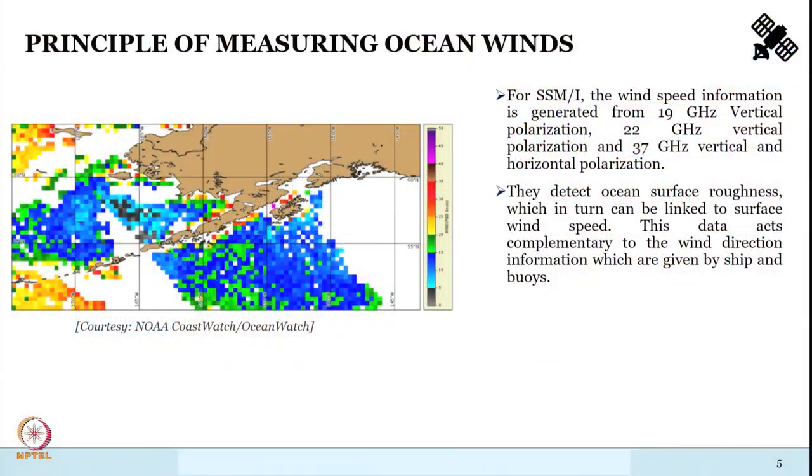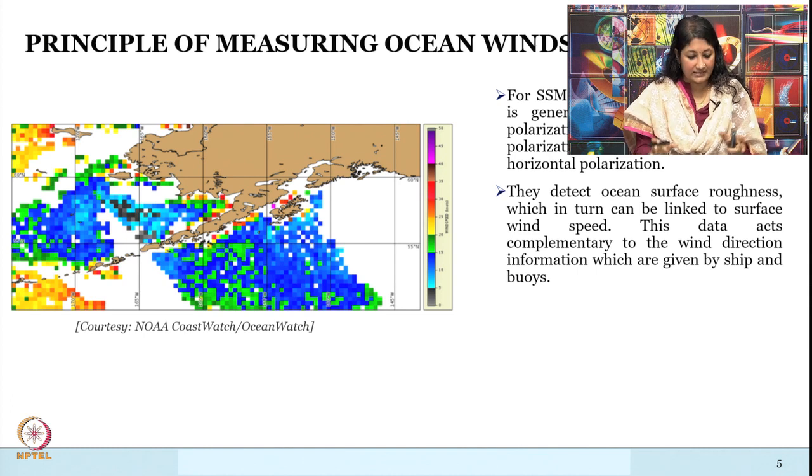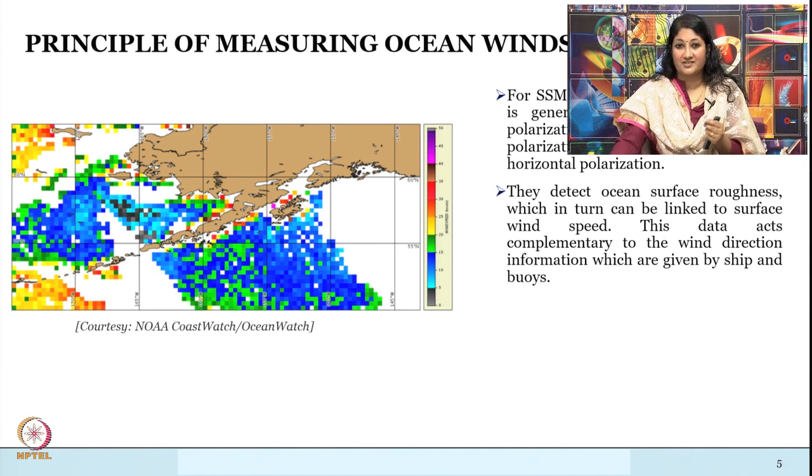So, for SSMI, the wind speed information is generated from 19 gigahertz vertical polarization, 22 gigahertz vertical polarization and 37 gigahertz both in horizontal and vertical polarization. And they detect ocean surface roughness, which in turn can be linked to surface wind speed. And this data tends to act complementary to the wind direction information given by ships and buoys.